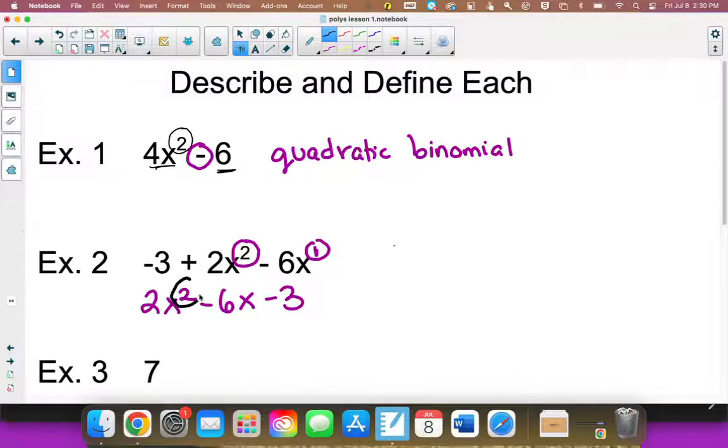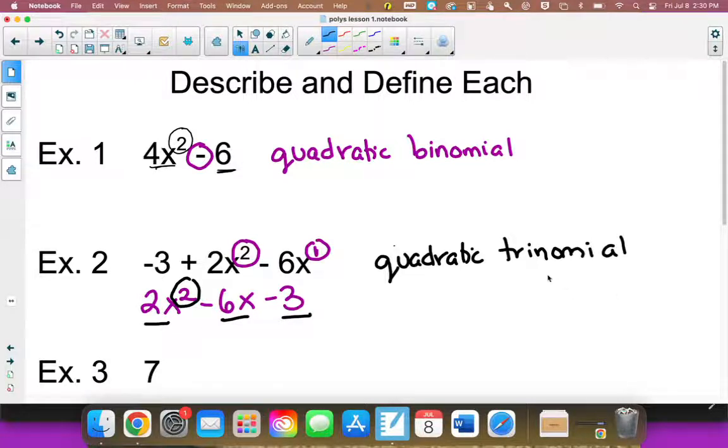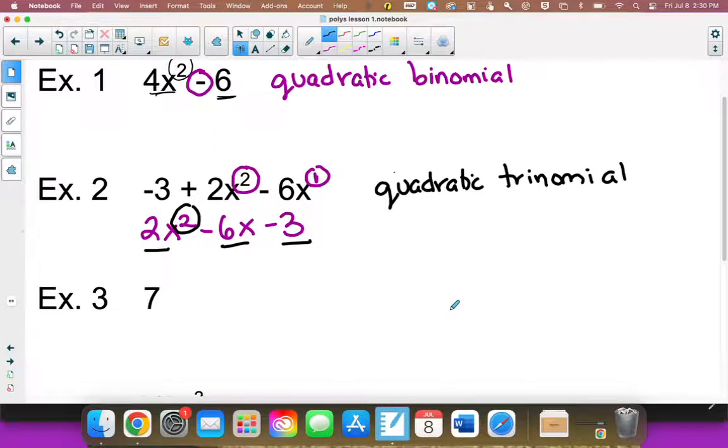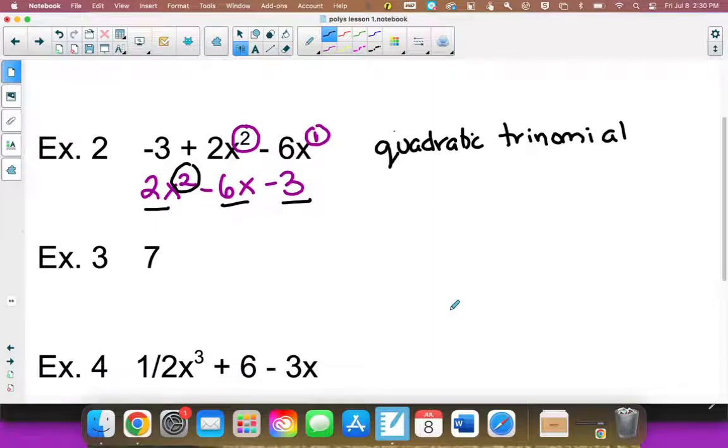So highest exponent, again, is 2. And now there are 3 terms. So this is a quadratic trinomial. There we go. Okay. And again, for right now, all we're doing is describing and defining, and I think all we're going to be doing today after that is putting them in standard form.